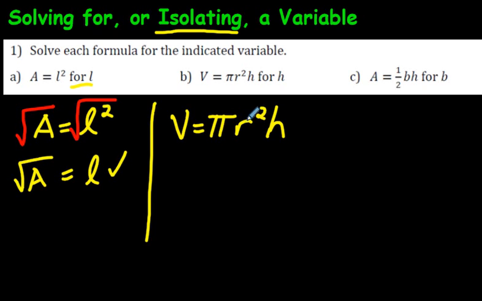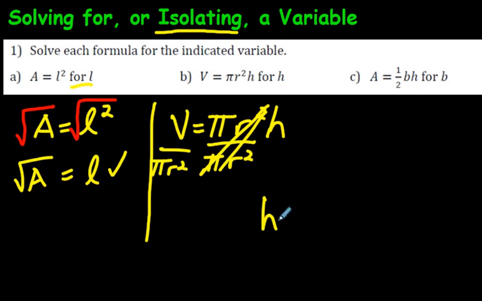Now this is multiplication going on between each one. And what's the opposite of multiplication? Well, it's division. You can divide both sides by pi r squared. That would get rid of it on this side. The h would be all by itself. Doesn't matter what side the h is on. It could be on the left or the right side. I'm going to leave it here on the right side. But on the left side, we're left with V divided by pi r squared.